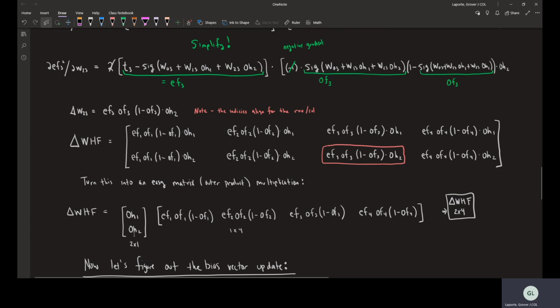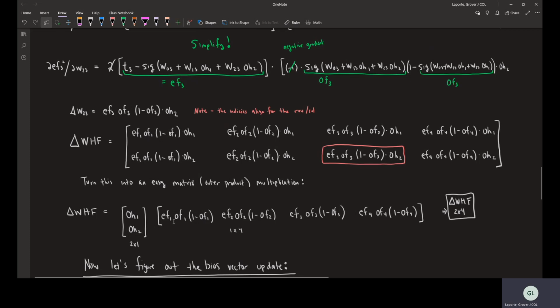And so this would be OH1 and OH2. So it's a 2x1 matrix. And then I take the vector. So that's not a matrix, but a vector. So a column vector times a row vector will give me a matrix. So the vector that's associated with the row vector that I need is the EF1, OF1, 1 minus OF1, right? So that's the first component of that one. And then this would be the second component, the third component, and the fourth component. And then if we multiply these two together, we would get this matrix.